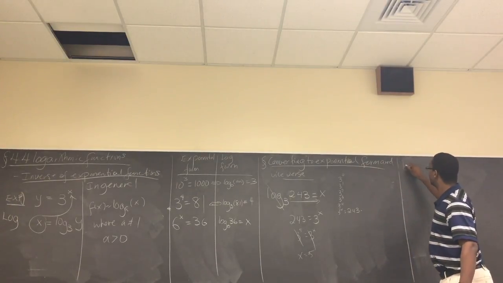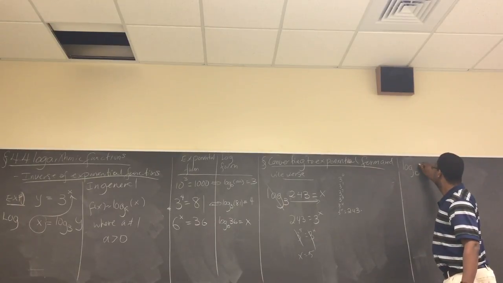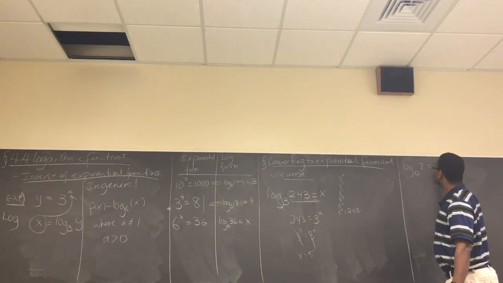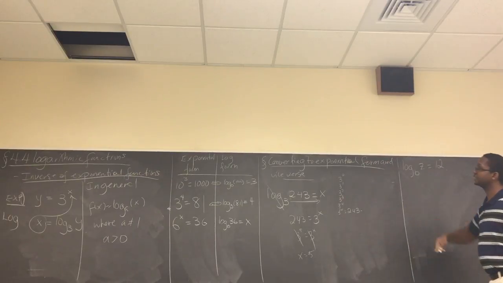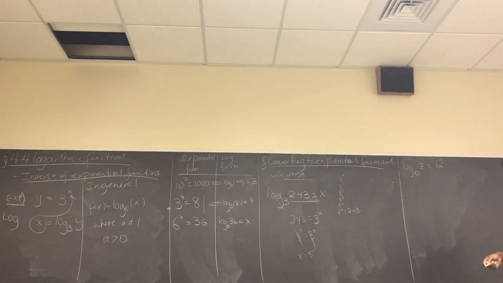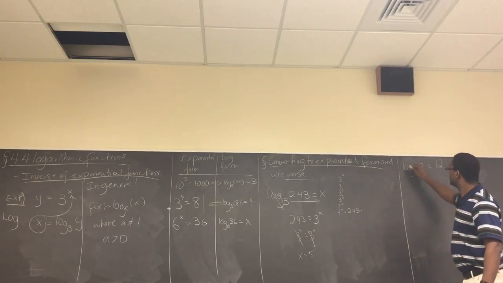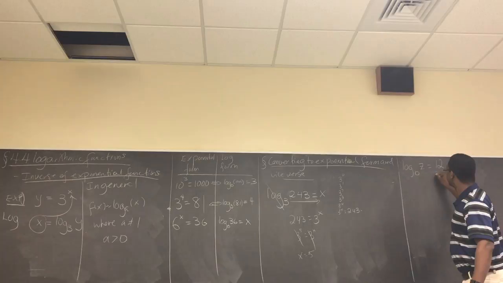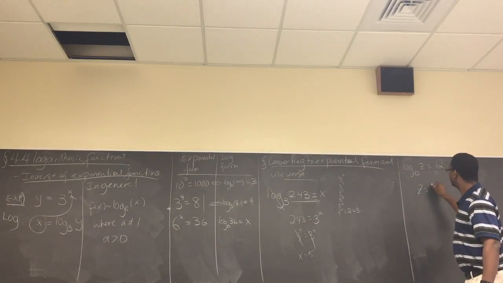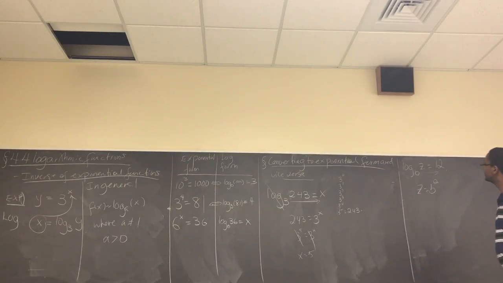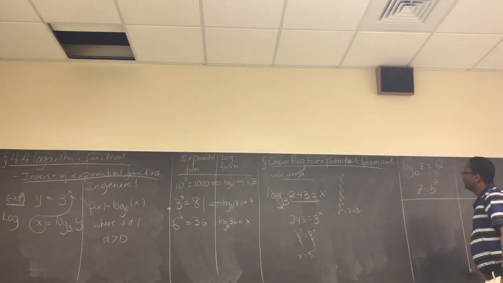So, let's say I have log base b of z, and that's equal to 12. How would I write this in exponential form? Drop the log, take the base to the other side, you get z is equal to b to the 12th power. I have no idea what z is, I have no idea what b is, but that's okay. Yes? One more?